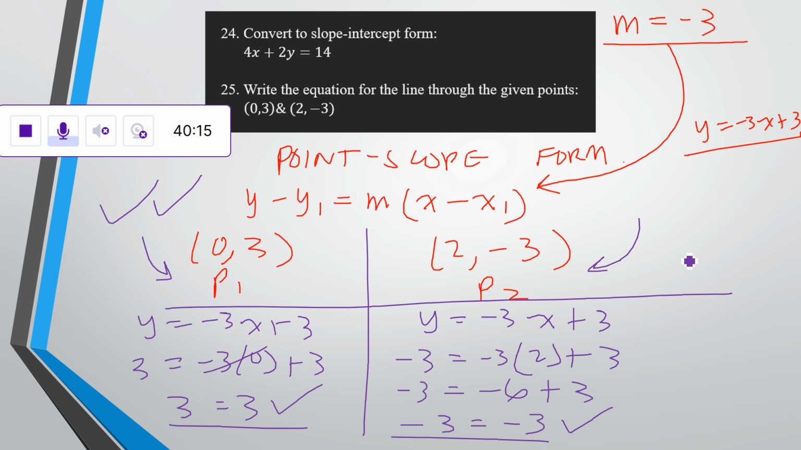So because of this, we can now say for a fact that this equation, y is equal to negative 3x plus 3, is indeed the equation for the line through the given points, right? If you were to graph it, you'll definitely see these points on the line of this graph, and that should be pretty much squared away.